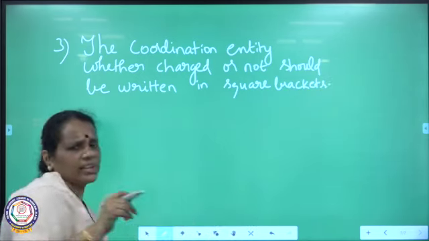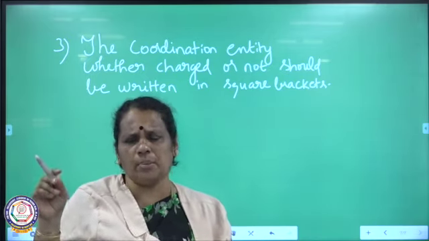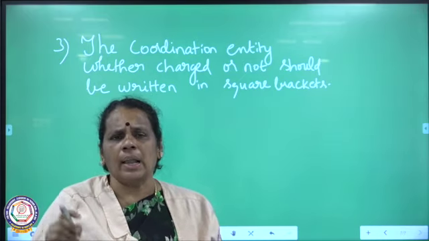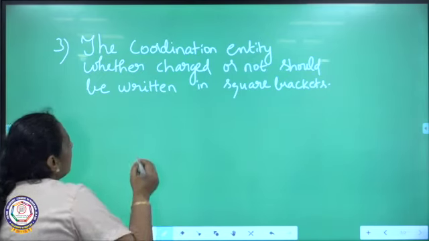Already I told about coordination entity, already we have seen. Coordination entity or coordination sphere is nothing but the central metal ion along with the ligands in the square bracket. For example, a complex is coming like this.